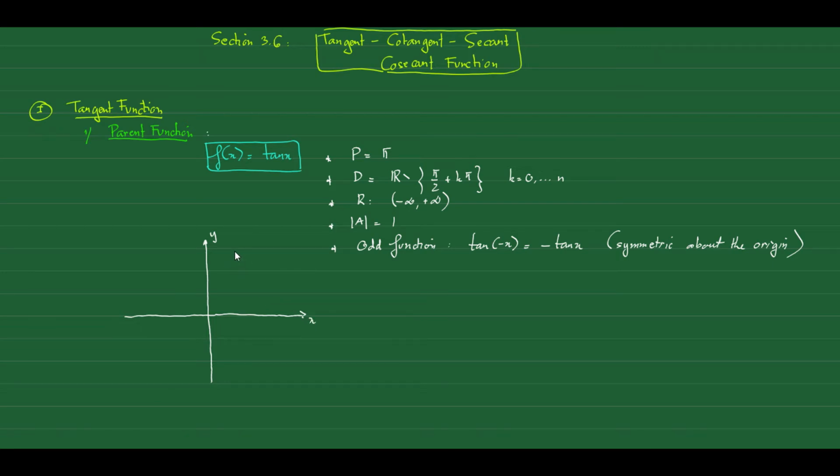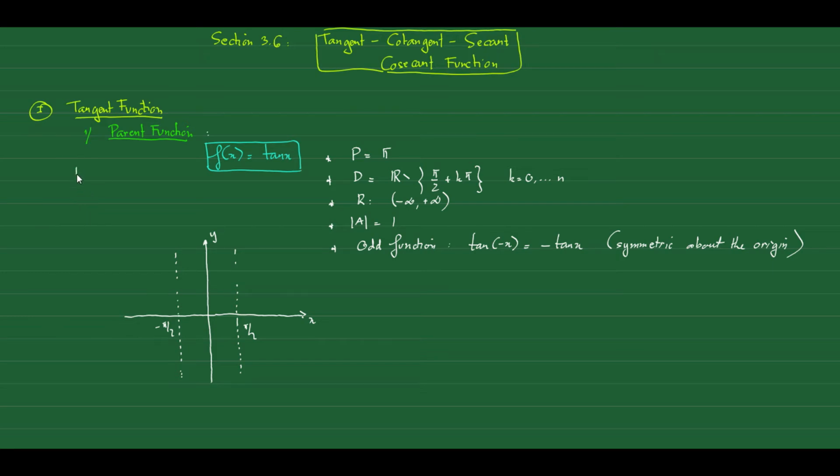So the vertical asymptotes I'm going to draw over here and over here. This will be pi over 2 here, and this is negative pi over 2. That makes the whole revolution inside here.